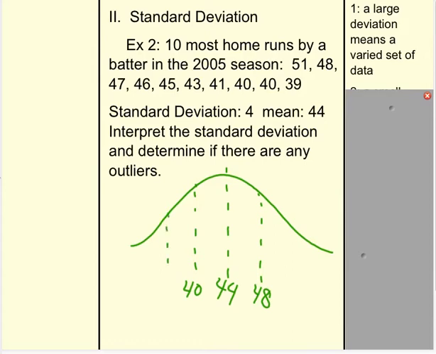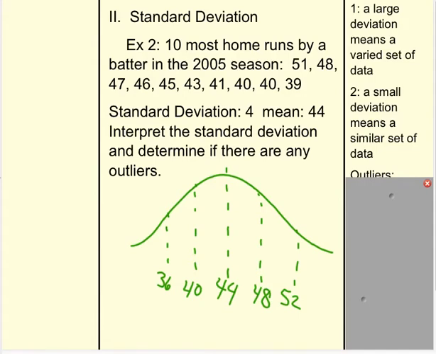As we go out from there, that's 2 standard deviations. 95% of the data tends to fall within 2 standard deviations of the mean. If we have any data in our set that's below 36 or above 52, we would call those an outlier. But I actually kind of got myself sidetracked there.